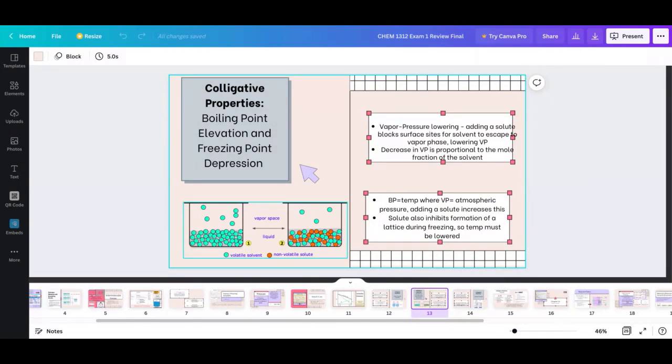The boiling point temperature is where vapor pressure equals atmospheric pressure. Adding a solute increases this because more energy, more effort, needs to be added for those liquid molecules to escape to gas. When we talk about freezing point, when we're turning from liquid to solid, there needs to be space for ice to form. If the solute molecules are blocking that, there's going to be less space for it to form. Therefore, a colder temperature is needed to freeze. The temperature must be lowered because the solute inhibits the formation of the lattice.